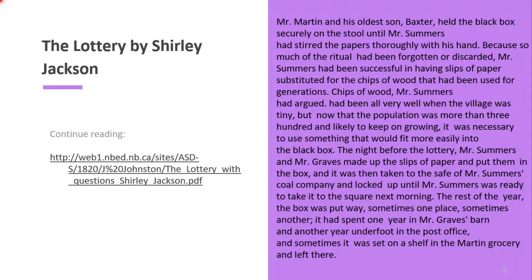the black box. The night before the lottery, Mr. Summers and Mr. Graves made up the slips of paper and put them in the box, and it was then taken to the safe of Mr. Summers' coal company and locked up until Mr. Summers was ready to take it to the square next morning. The rest of the year, the box was put away, sometimes one place, sometimes another. It had spent 1 year in Mr. Graves' barn and another year underfoot in the post office, and sometimes it was set on a shelf in the Martin grocery and left there.